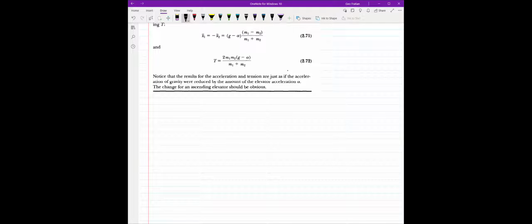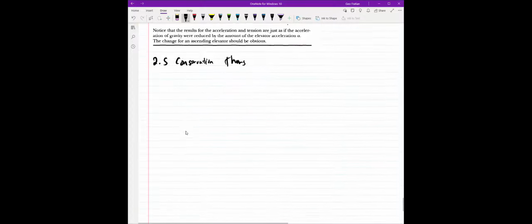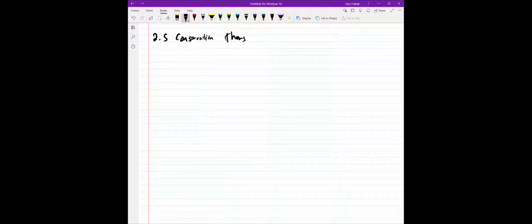So we can move into 2.5, which is our conservation theorems. Let me make sure my class is not until later. Okay, conservation theorems. So yeah, I'm a student, sorry. I'm just doing this for studying basically for this class.